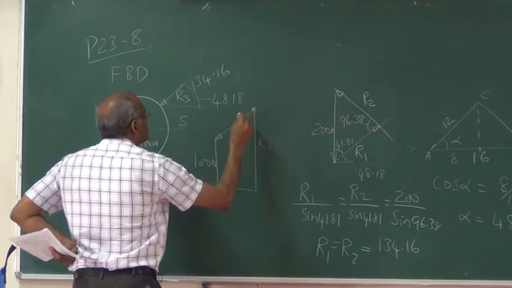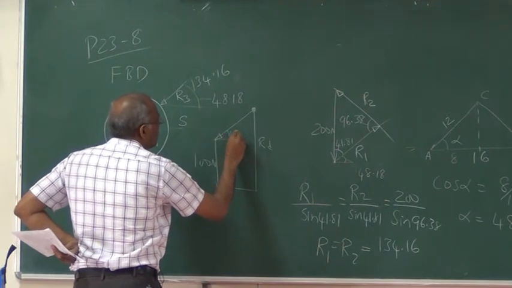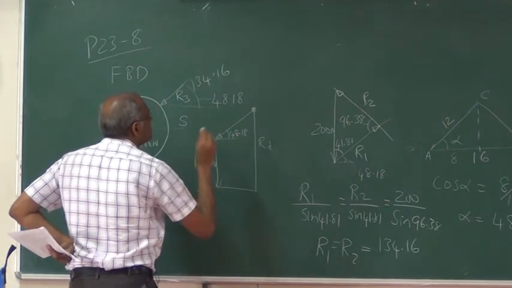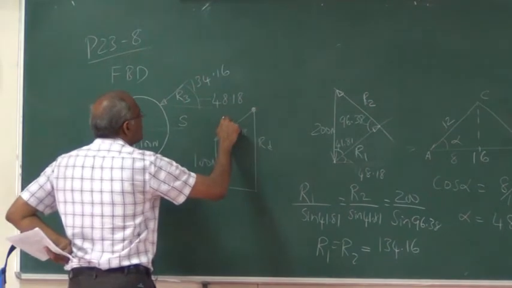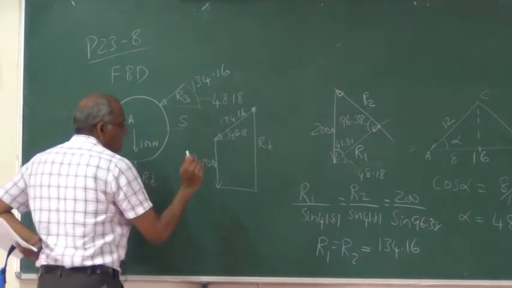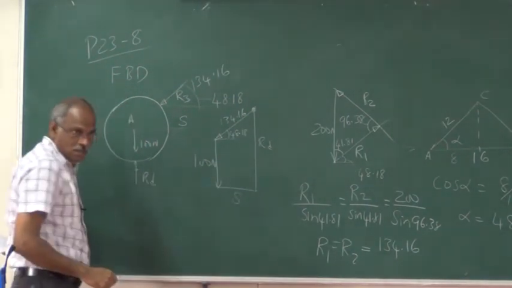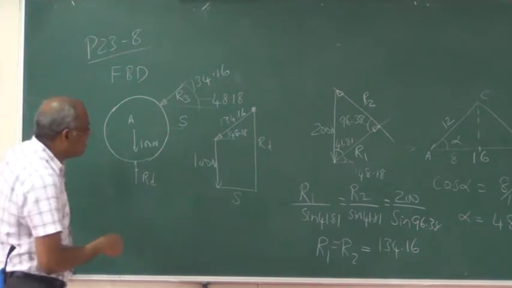So I can maybe, starting here at this point, draw this at an angle of 48.18 with the horizontal. This is going to be a magnitude of 134.16. Then from here a vertical line, then you draw the horizontal line and vertical line. This is going to be S. So this can be constructed geometrically.